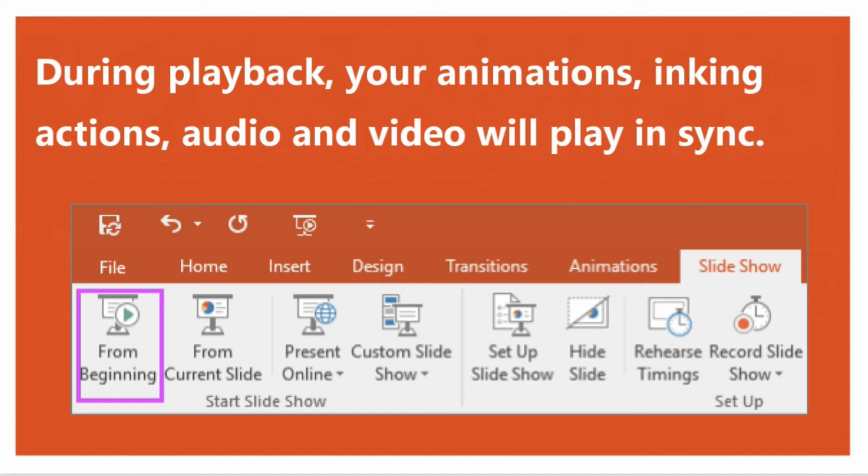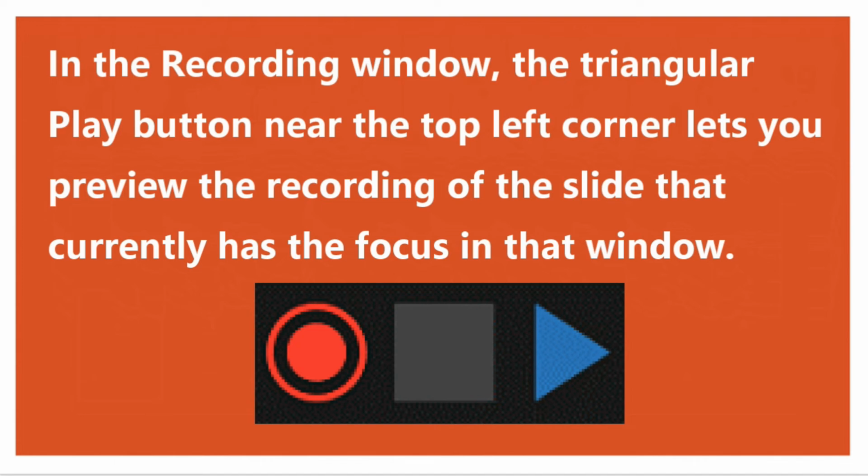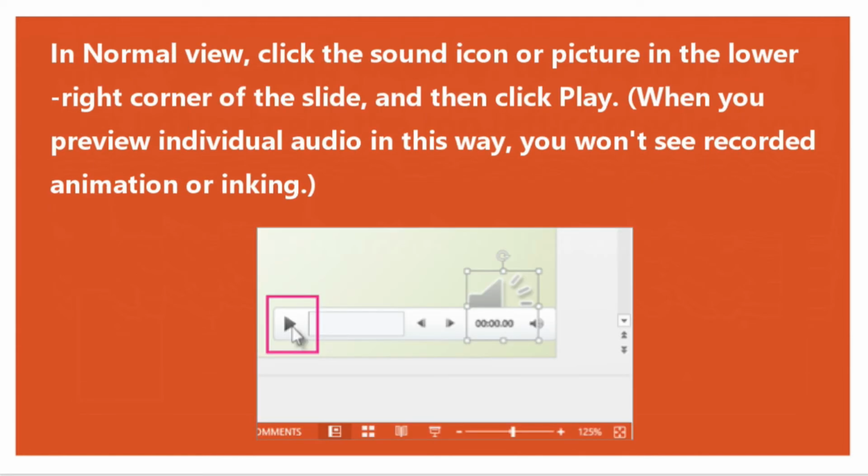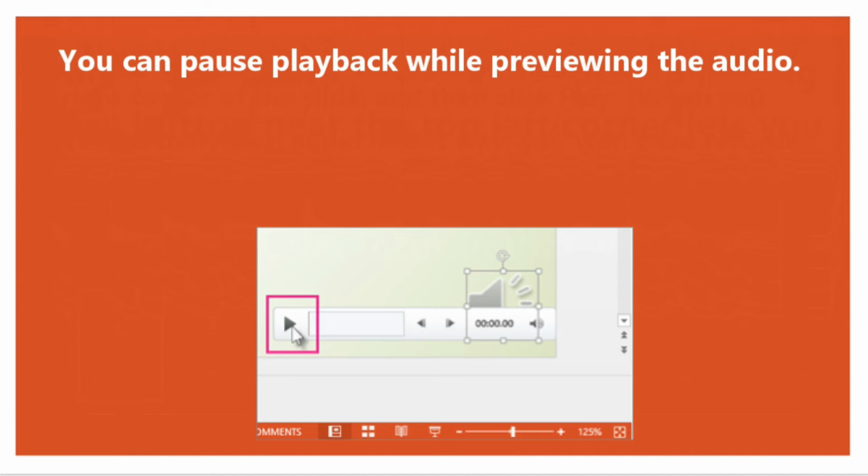During playback, your animations, inking actions, audio, and video will play in sync. Preview the recorded sound. In the recording window, the triangular play button near the top left corner lets you preview the recording of the slide that currently has the focus in that window. In Normal view, click the sound icon or picture in the lower right corner of the slide, and then click Play. You can also pause playback while previewing the audio.